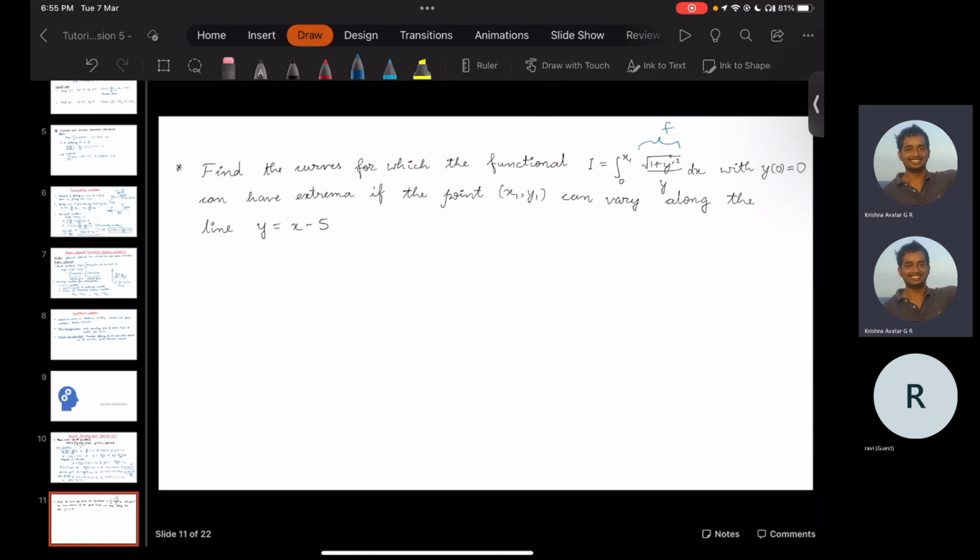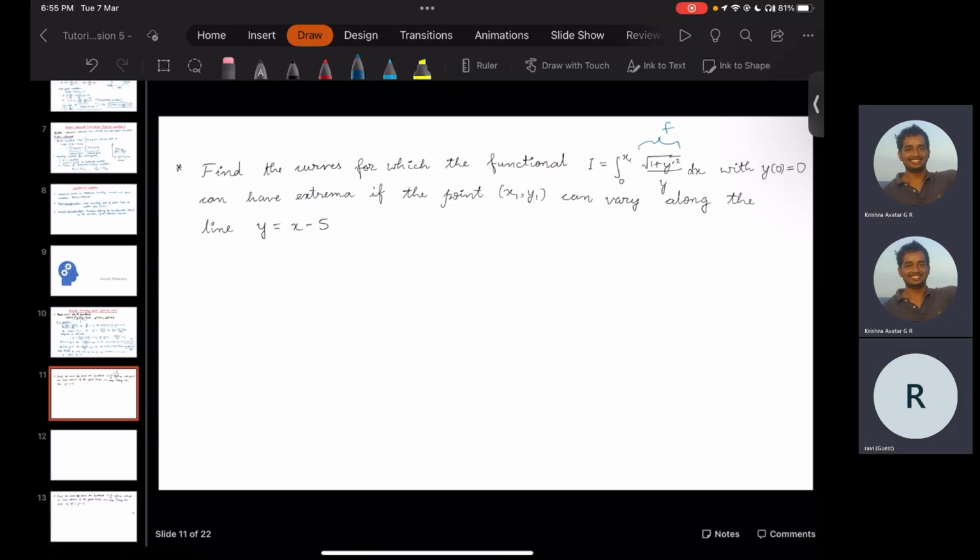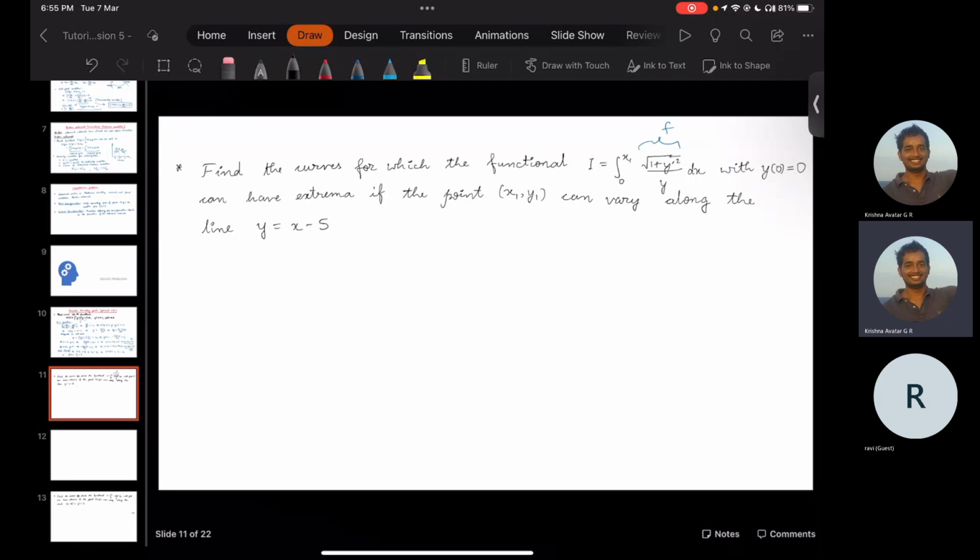Sir, what is this limit for x? The limit is 0 to x1, but x1 is not known beforehand. It's a variable. So x1 here is not fixed.